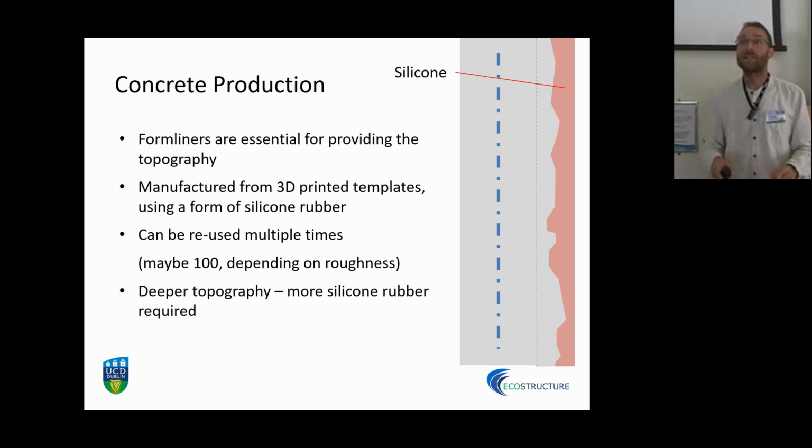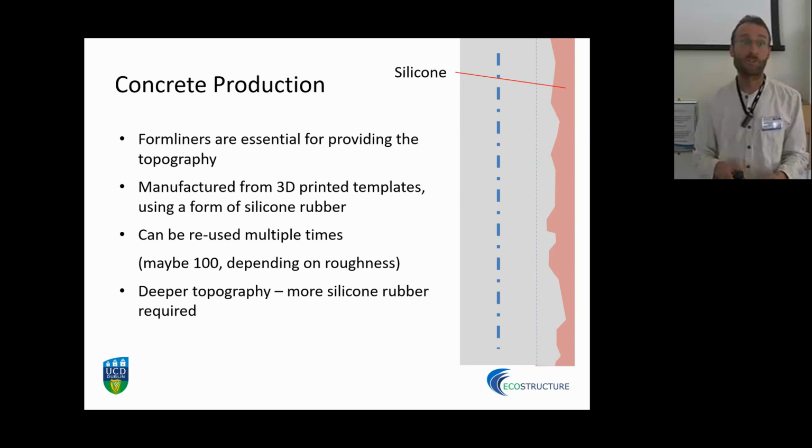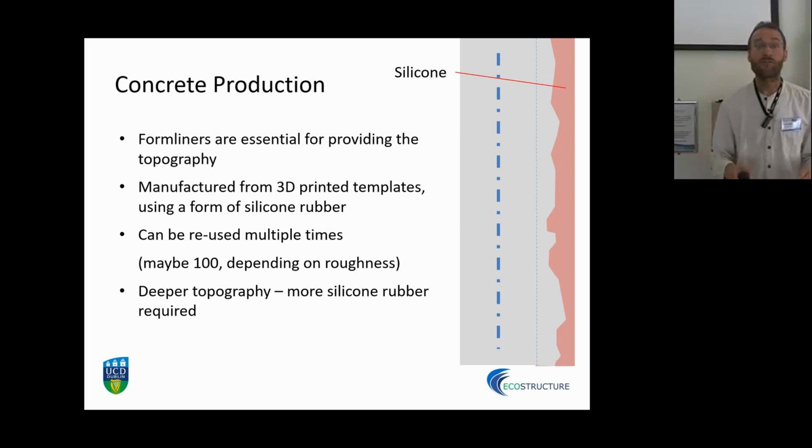It means that the panels with the really deep grooves, which are often the ones which showed the highest biodiversity, also tend to be more expensive ones. The form liners are essential for providing the topography, and these are produced in 3D printed templates using silicone rubber. The good thing about form liners is that they can be reused multiple times. So you can use one form liner to create 100 or more panels, depending upon the roughness of the panels. But the downside of the form liners is that individually they're very expensive to produce.